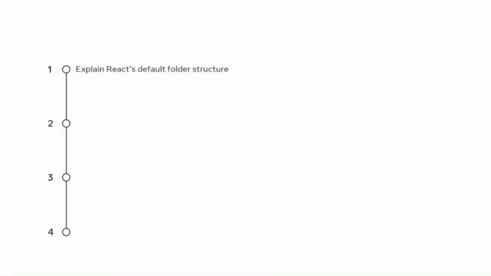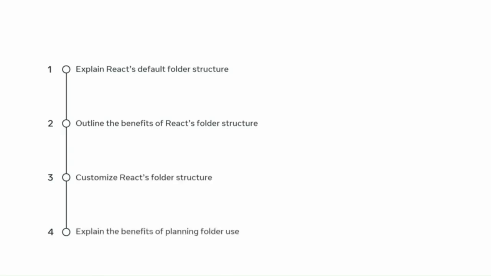As you might already be aware, it's important to organize or structure your React components so that they're easy to access. But what does a structure look like? What files and folders are found within a typical React application? The React project structure is the focus of this video. By the time you reach the end of this video, you'll have learned how to explain the default folder structure of a React project, outline the benefits of the folder structure, customize the folder structure to hold components and assets, and explain the benefits of planning folder use for app development.